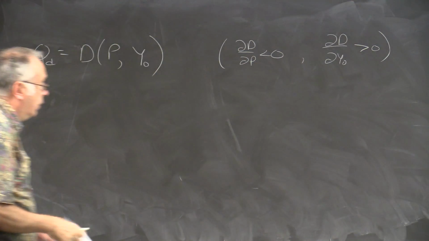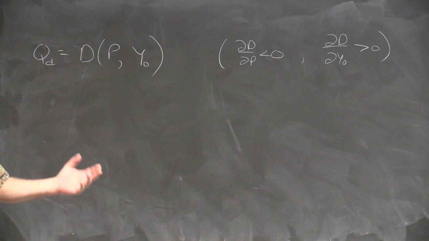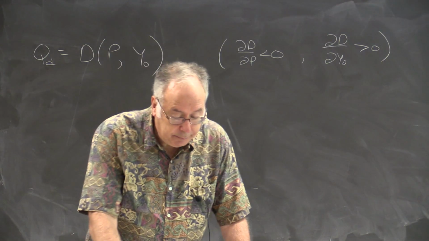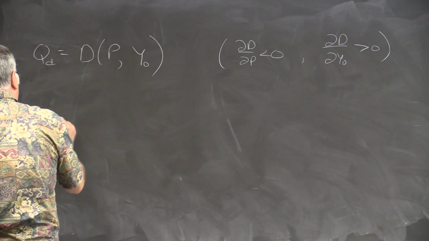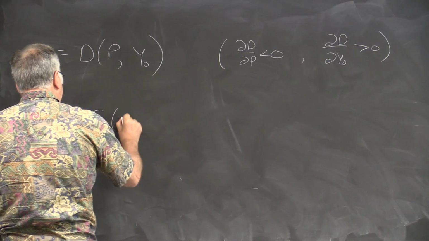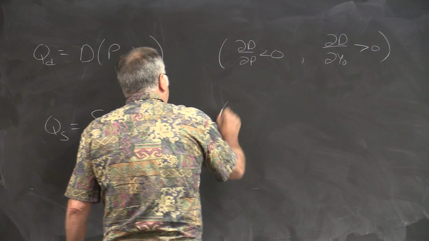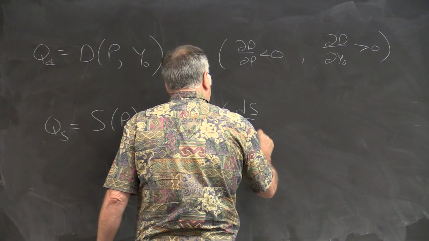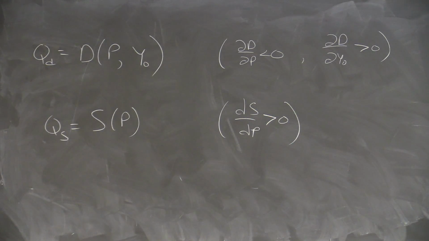In other words, as income goes up, quantity demanded goes up. So this is a normal good. That's typically what we'd expect. The supply function is this simple function. Q sub s equals S of P, S for supply. Notice quantity supplied is just a function of a single variable, P, in this one. And you are to assume that dS dP is positive. Now, that's the law of supply. As price goes up, producers want to produce more.